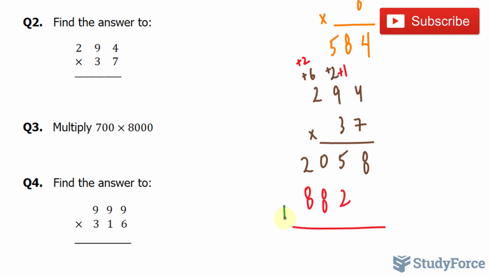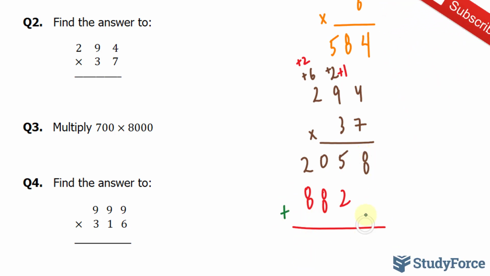Now, we will add what we found. 8 plus nothing is 8. Adding 5 and 2 is 7. 0 plus 8 is 8. And 2 plus 8 is 10. Our final answer is 10,878.